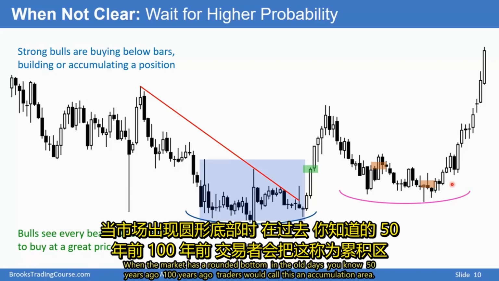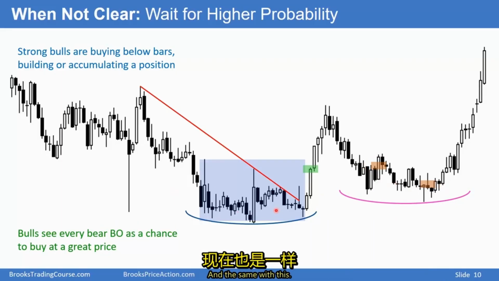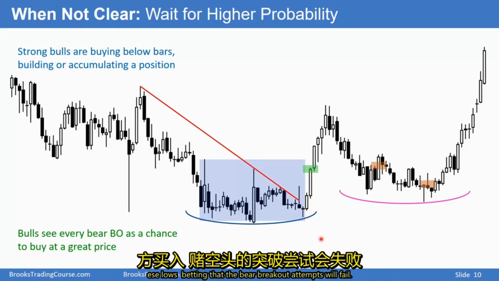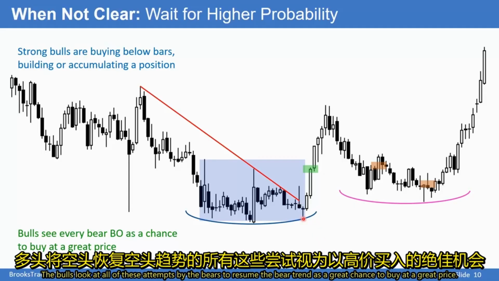When the market has a rounded bottom, in the old days, 50 years ago, 100 years ago, traders would call this an accumulation area. And the same with this. Traders buying below bars, starting to build a position, buying below this bar, betting the breakout will fail, buying below these lows, betting that the bear breakout attempts will fail. The bulls look at all of these attempts by the bears to resume the bear trend as a great chance to buy at a great price.